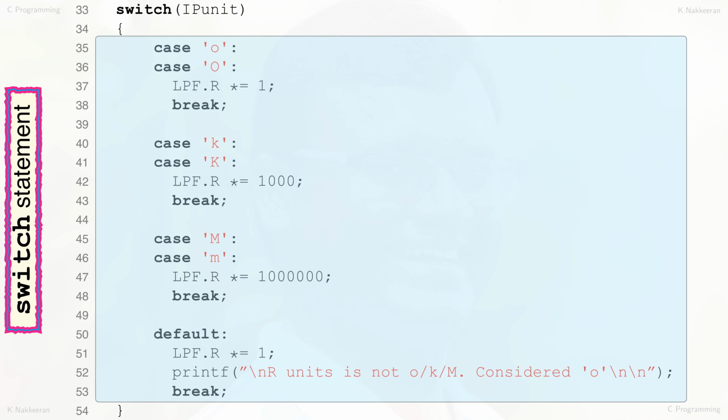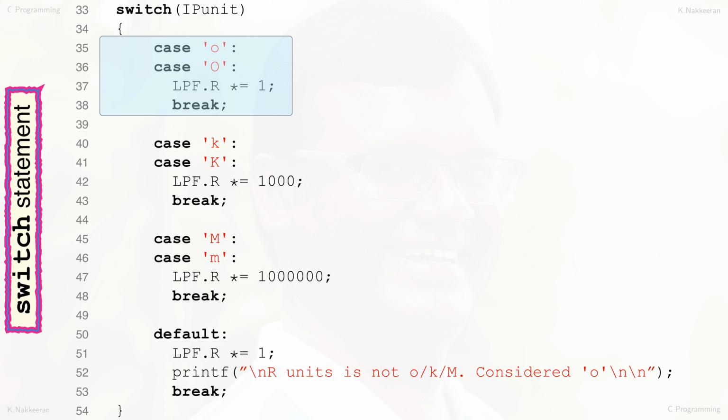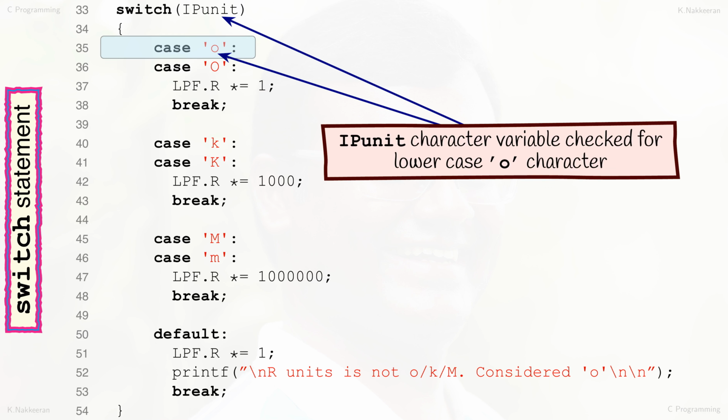Note that all the lines 35 to 53 within the scope of the switch statement are written with one indent spacing to maintain structured C programming. Lines 35 to 38 are the complete set of lines written for the character O checking case for the IP unit character variable of the switch statement. Line 35 is the first line written for the character lowercase o, checking case for the IP unit character variable of the switch statement. Keyword case is written followed by the value that needs to be checked for and the line is ended with colon.